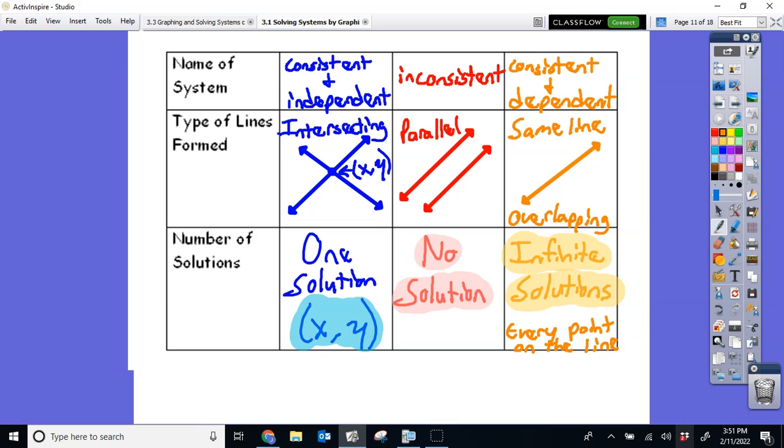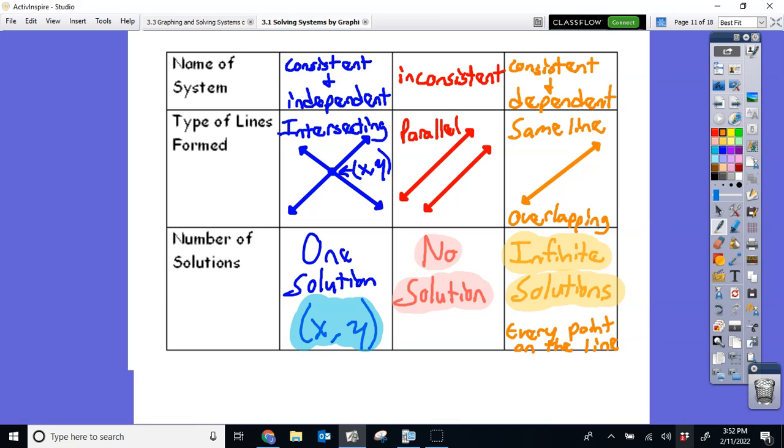These are the 3 types of answers that you will get with all of these linear systems in 2 variables. Yes, we are going to expand on this a little bit, and we're going to look at inequalities as well. We're also going to look at more than just 2 variables, and it changes things up a little bit. But you still have these 3 types of answers for 3 variables.